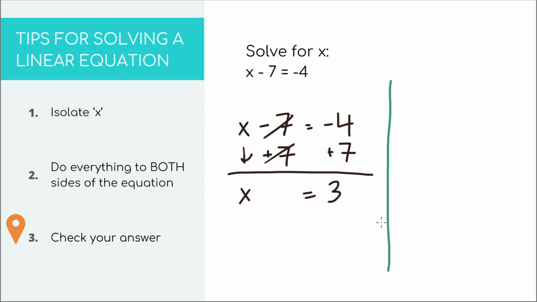And when we check our answer, let's plug in 3 for the x in the original equation. So we get that 3 minus 7 equals negative 4. Negative 4 equals negative 4, so we got the right answer.